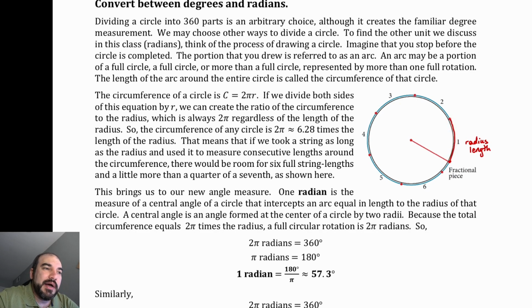Now, you might be thinking, well, what if the circle is bigger or smaller? Doesn't that mess with the length of the radius? And it does, but the angle that this forms when you place the length of the radius on the circle and you draw this angle that is subtended by one length of a radius, this angle does not change.